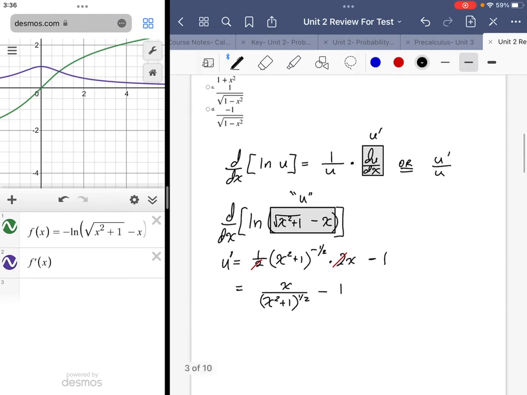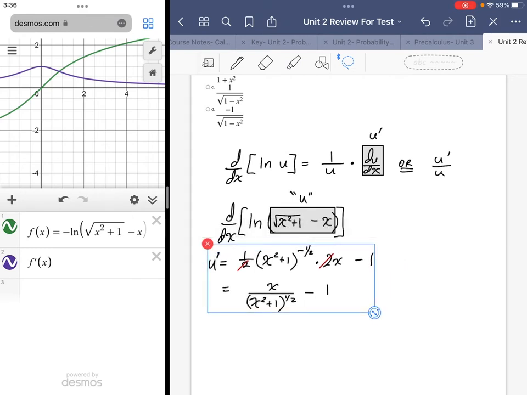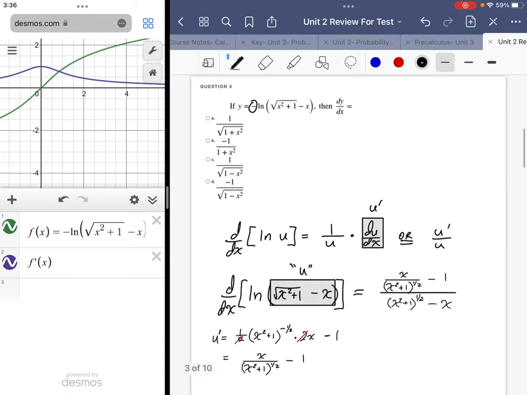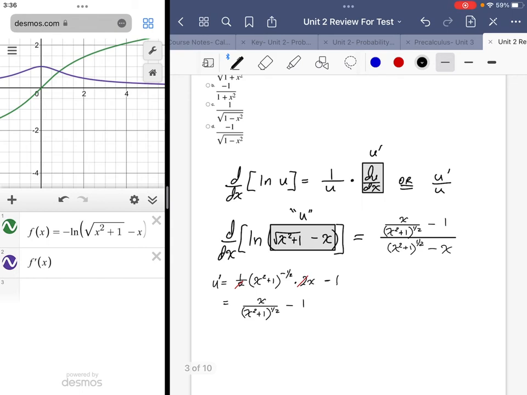That's the u prime. Now for the actual derivative, it's going to be this whole expression divided by the original u, quote unquote u, which I'm going to write as x squared plus 1 to the 1/2 minus x. All right, so it looks like our best bet here, we've got to get this to match up with one of those. So we have to simplify a little bit.